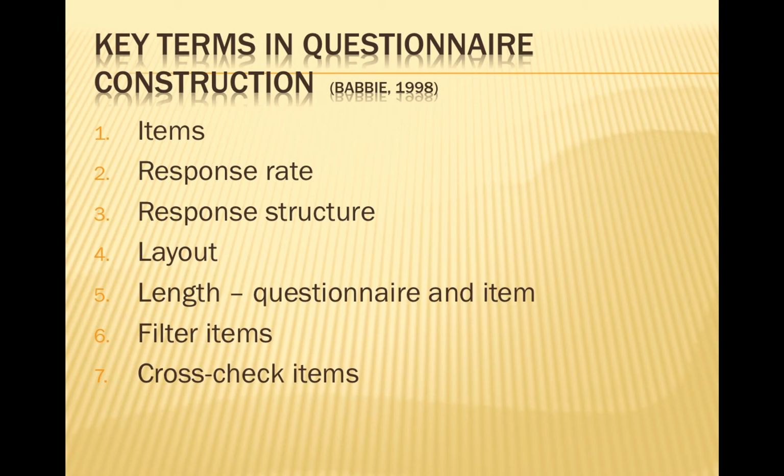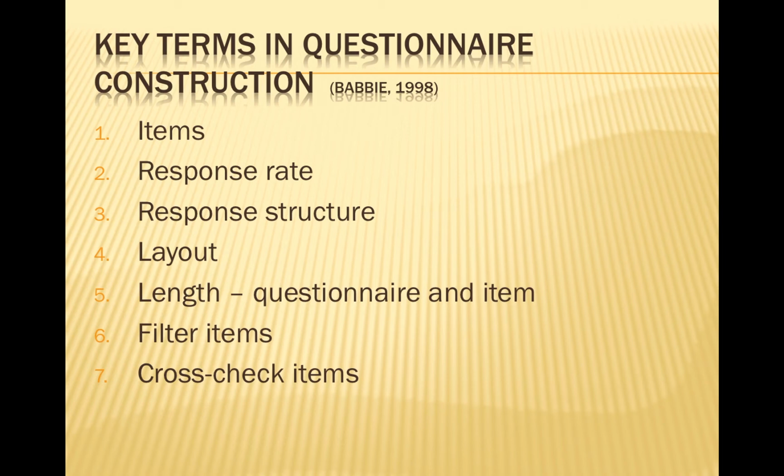Generally, you want at least 50% or better, but sometimes that can be hard to do. The response structure: there are different ways that people can respond. It can be a Likert type scale, it can be yes or no. With online survey software, they even have scales where you slide the cursor or the mouse to indicate where or how much. The layout, this was more with the paper surveys, like how it looked.